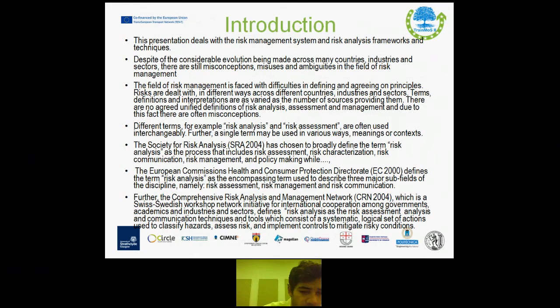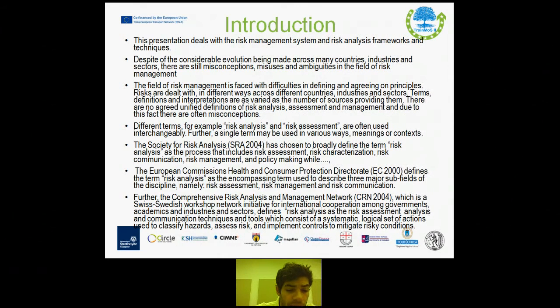According to the Society for Risk Analysis, the term risk analysis is defined as the process that includes risk assessment, risk characterization, risk communication, risk management, and policy making, while the European Commission's Health and Consumer Protection Directorate defines the term risk analysis as the encompassing term used to describe three major subfields of the discipline, namely risk assessment, risk management, and risk communication.